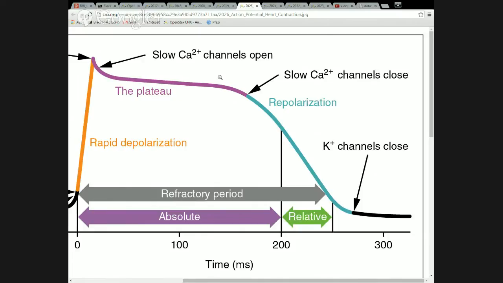The difference is, in between those, in cardiac muscle cells, we have this plateau which is maintained because calcium is entering into the cell. Calcium is a positive ion, so as it enters into the cell, it's going to keep it depolarized. Now, when you learned about skeletal muscle cells last semester, what did calcium do for those cells? What was the point of calcium in those cells?